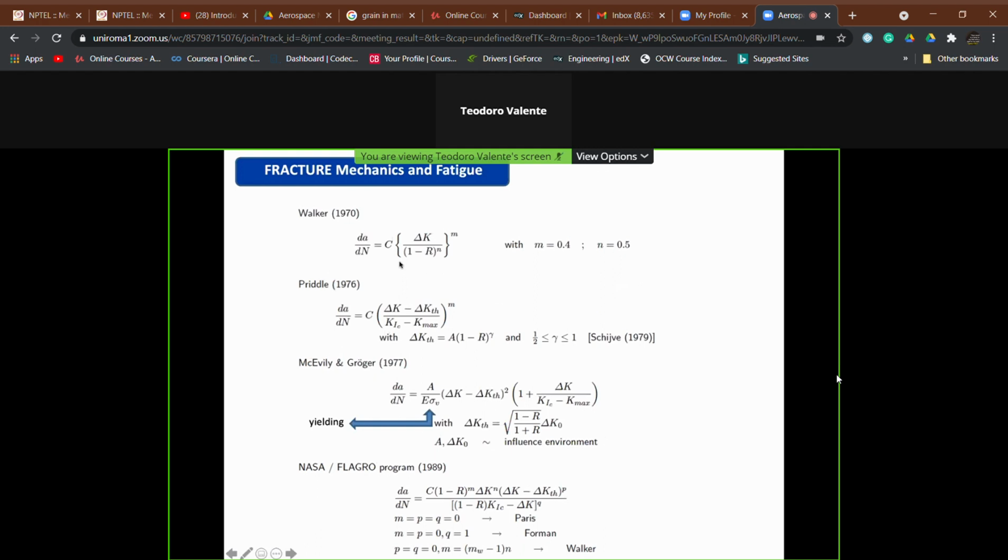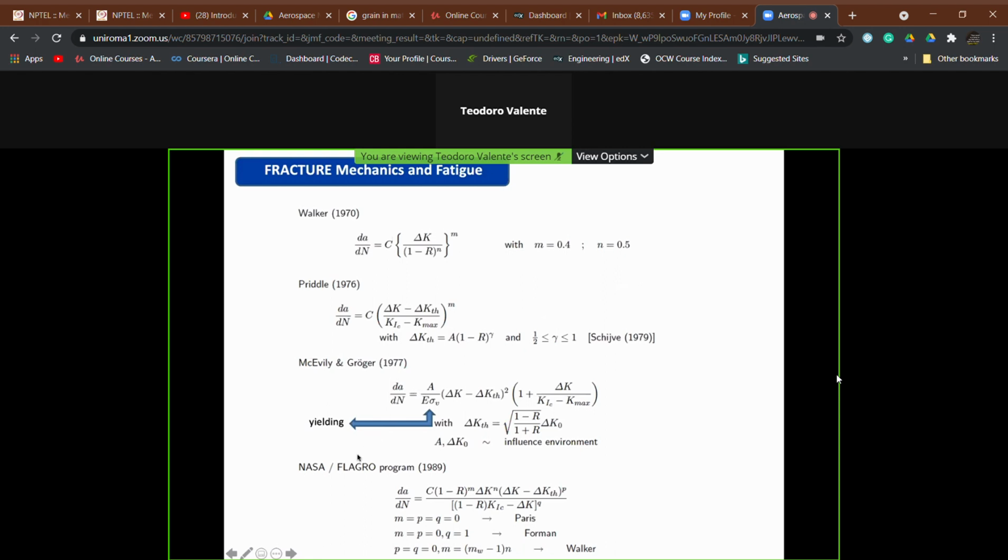Other models which were developed later on are these: the Walker model, the Priddle model, the McEvily model, in which some other parameters related to the material are also put inside. Here, the stress reported is the yielding stress of the material. Instead, this constant R, A, is something a little bit difficult because it is related to dislocation movement and to the influence of the environment, but they are obtained experimentally.